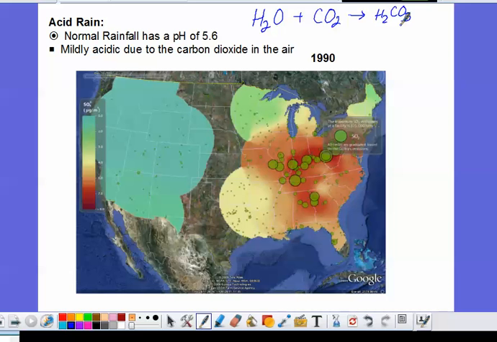But if you notice, 5.6, that's not that far away from 7. It's pretty close to neutral. It doesn't really have a big impact. Acid rain is usually referring to some other things.